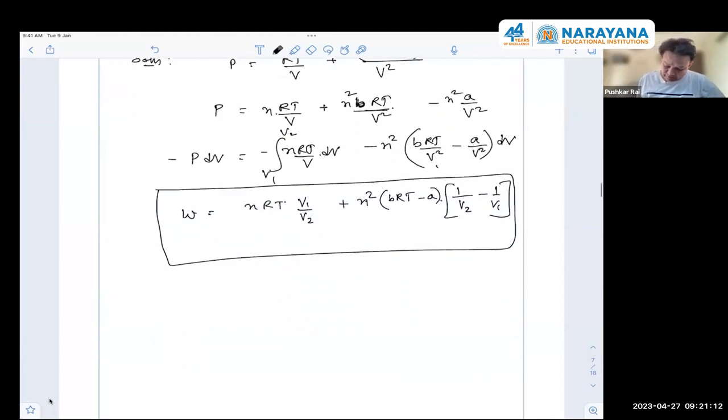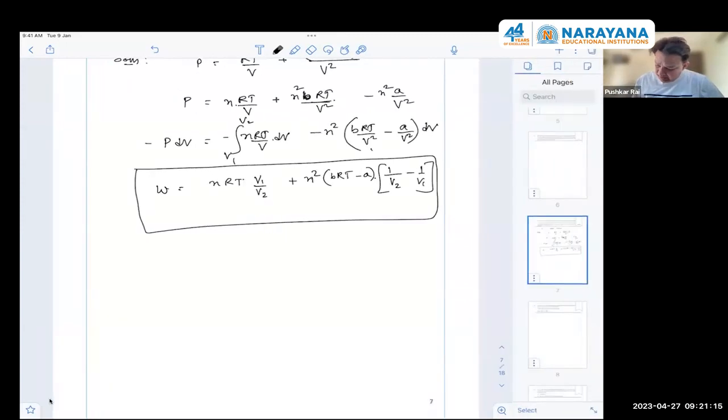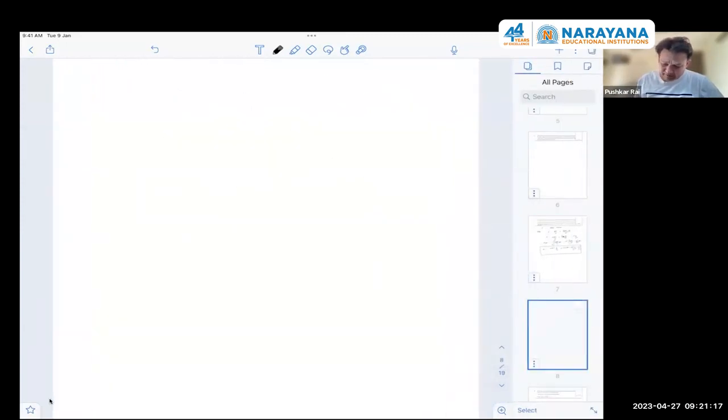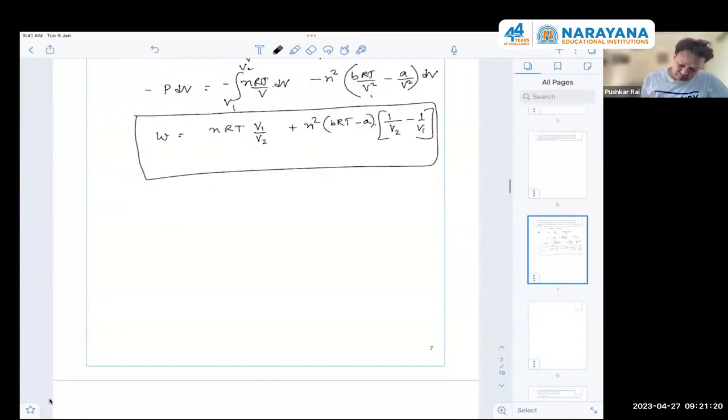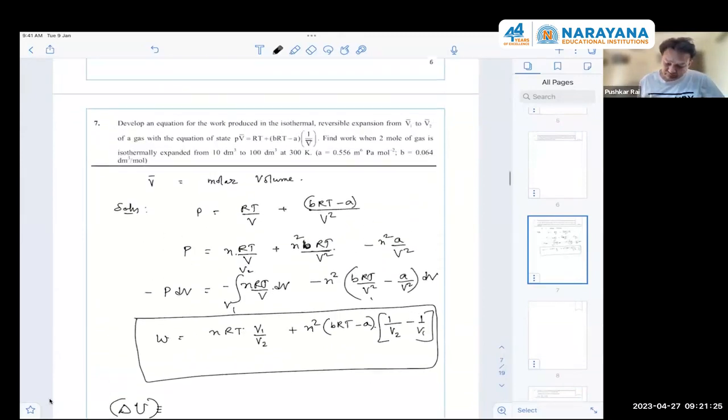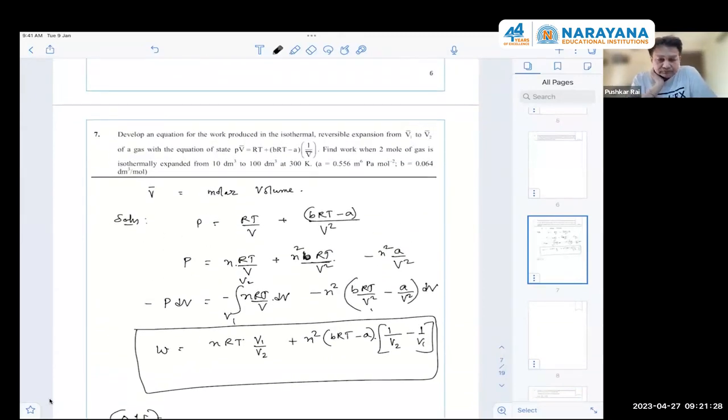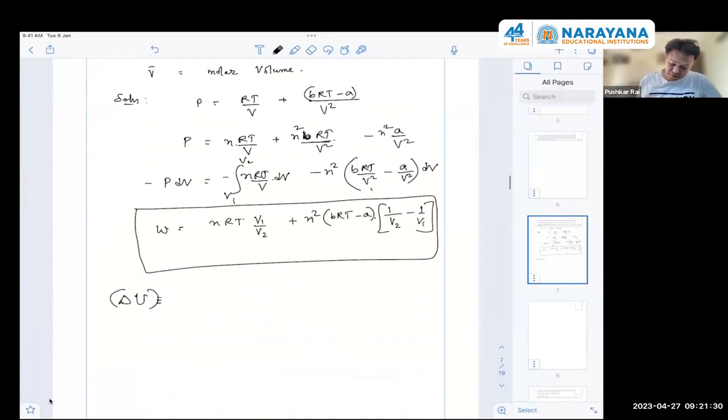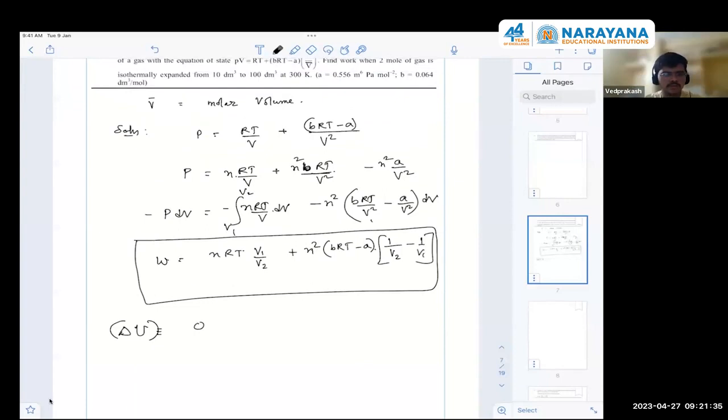In question number 7, we can make a twist also. Can we also find delta U in the process? Is it 0? Tell me, Ved, is it 0? No, sir. That's good. Why is it not 0 and what could it be? It's a real gas, so it depends on volume also. Yes. So do you know how to solve this question?